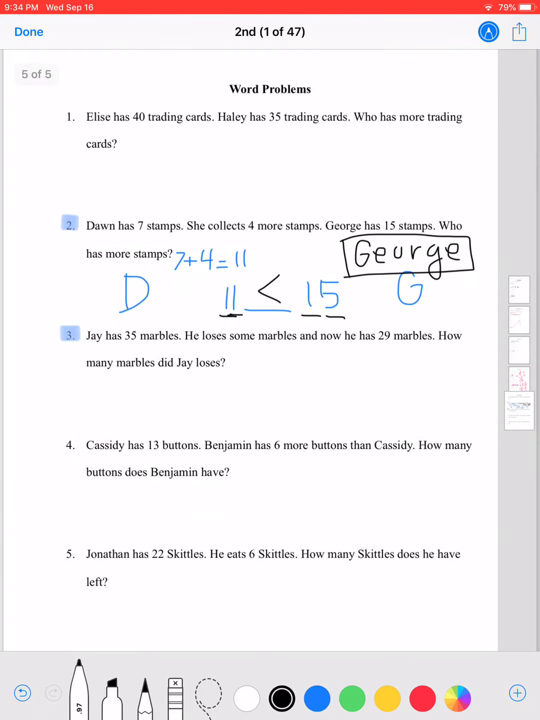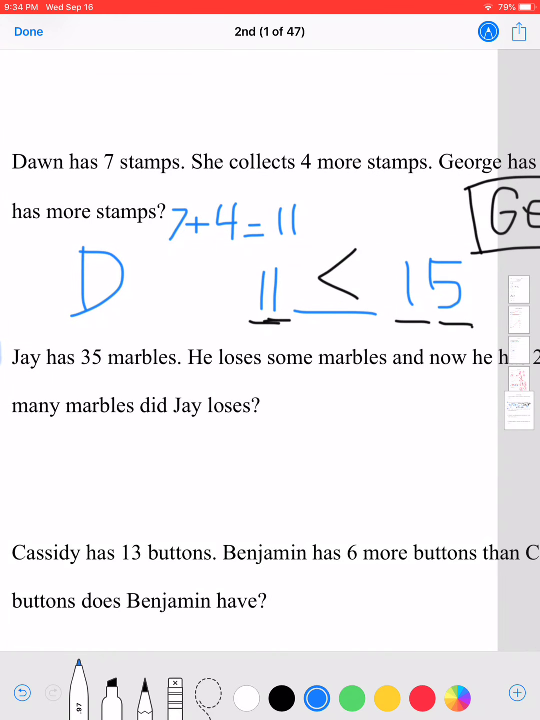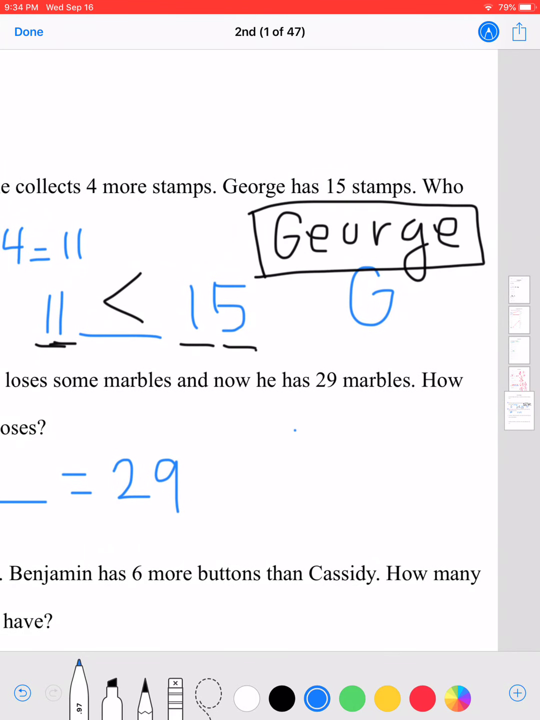Okay, now we'll do the last question. Jay has 35 marbles. He loses some, and now he has 29. How many marbles did Jay lose? So Jay starts off with 35. Now, if you lose, it's a minus sign. You have a blank, we don't know how much he lost, equals, we know that he ends up with 29. So the way we can do this is switch the places of the blank and the 29. So we'll do 35 minus 29.